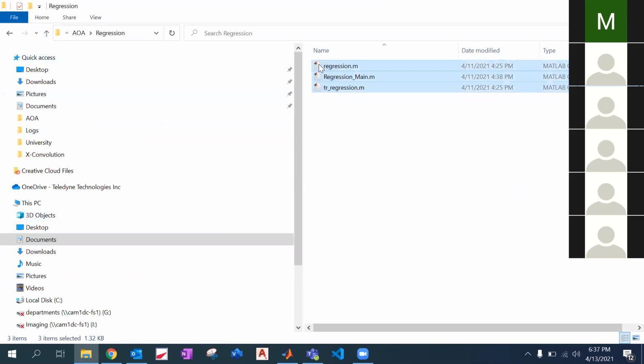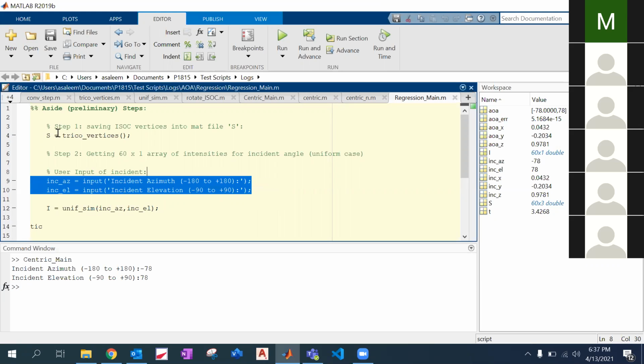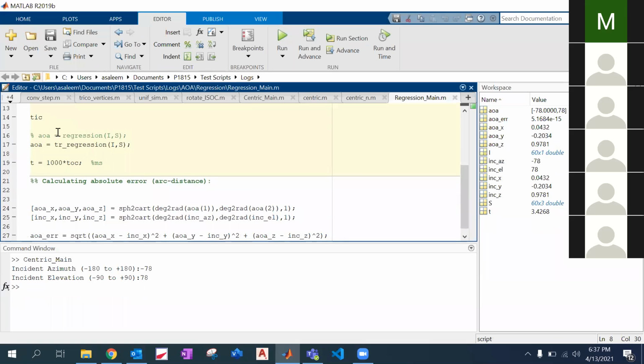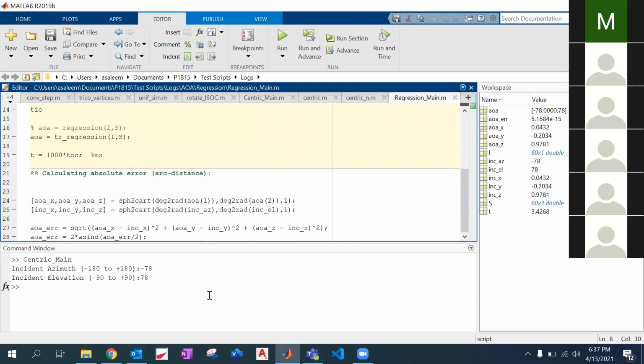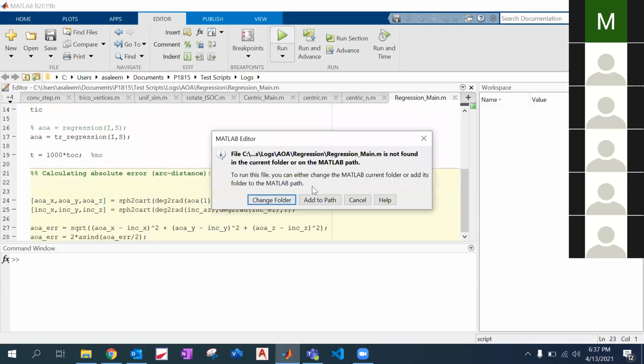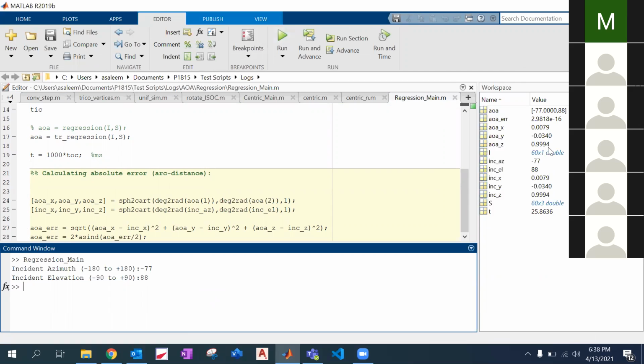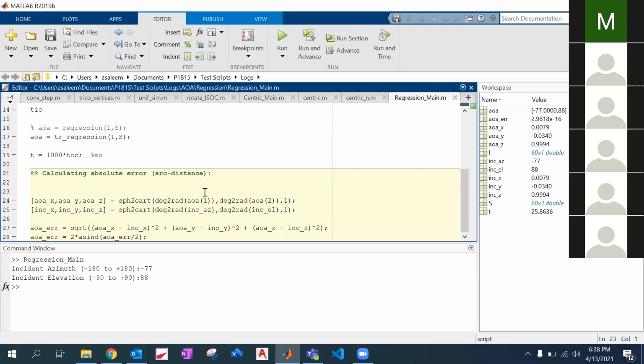Okay, so let me start with this. Again, same concept. Just like centric, regression only needs the azimuth and elevation, the intensity readings, and the ISOC coordinates, and that is it. It doesn't need anything else. So if I clear this and run this, I do -77, I do 88, and again it ended up being smaller than the centric. So this is pretty much the regression.